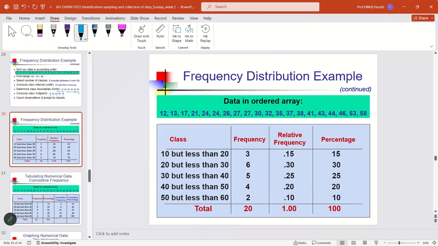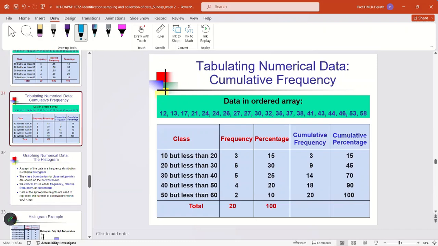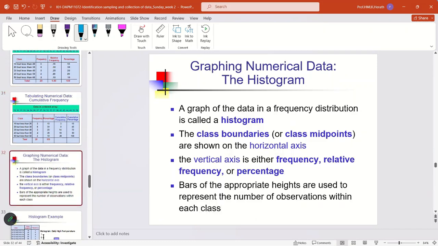So we can estimate relative frequency and the percentages which we learned before. So with this, we can draw some graphs.